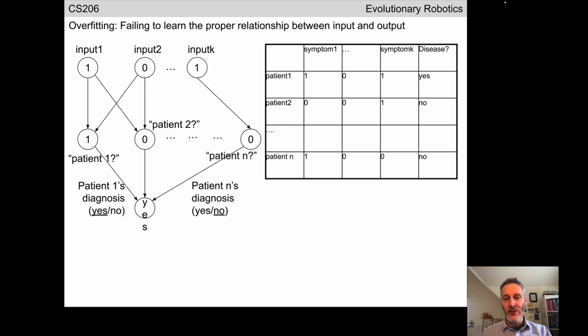Another big issue with neural networks is known as overfitting. This is something that can come up in evolutionary robotics as well. But I'll just show you a simpler example here. Let's imagine that we had a particular data set represented by the table in the upper right here. Each row here corresponds to a particular patient that's arrived at the emergency ward at the hospital, for example. And upon admittance, each patient is given a series of tests, and they test positive or negative for K symptoms.